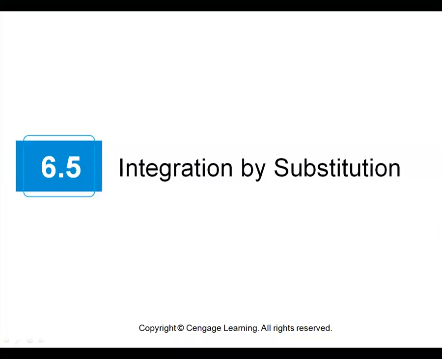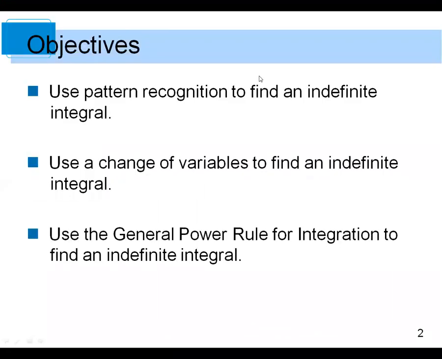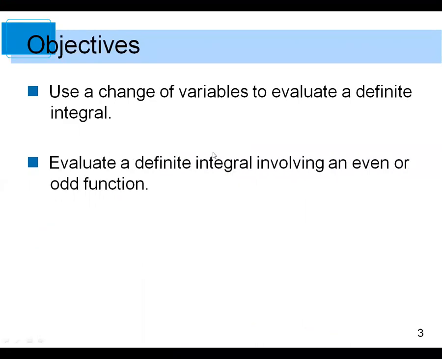All right, now section 5 of chapter 6, talking about integration by substitution. So we got several things we want to cover in this section. We want to use pattern recognition to find an indefinite integral, use a change of variables to find an indefinite integral, use the general power rule for integration to find an indefinite integral. Noticing a pattern there. Anyway, use change of variables to evaluate a definite integral and evaluate a definite integral involving an even or odd function. So let's get going on this.